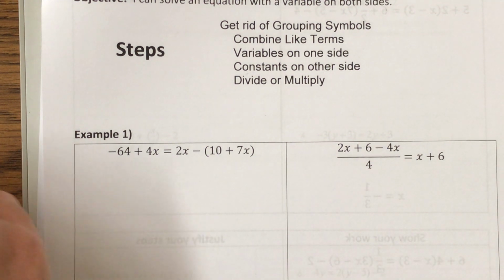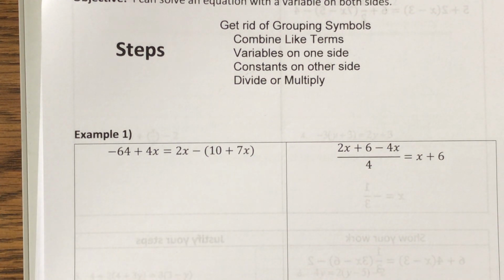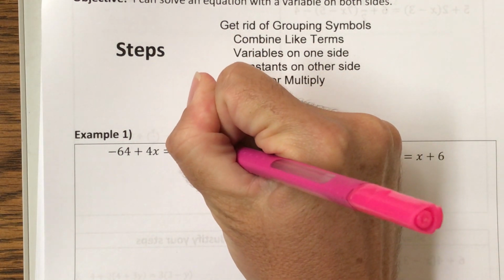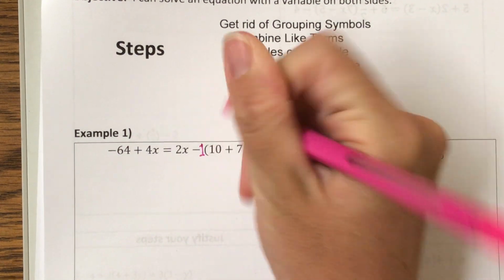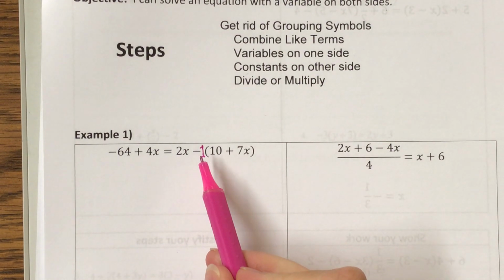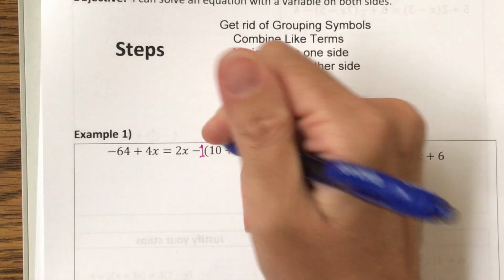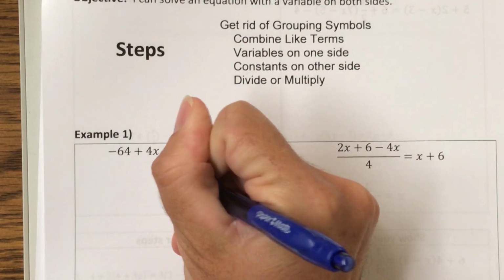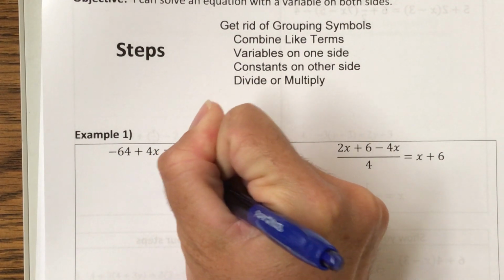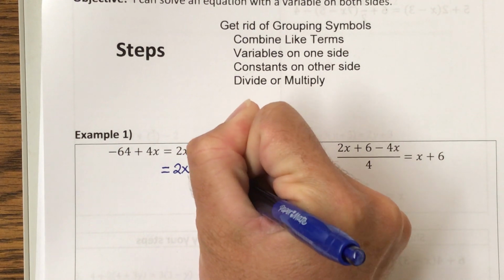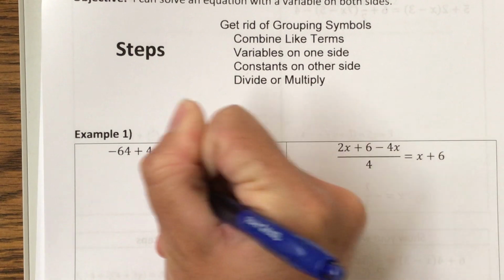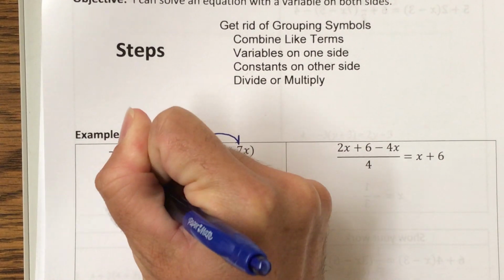Now you might say, well, Miss Greene, what am I going to distribute? There's nothing in front of the parentheses, but there actually is. Remember, that's a 1 in front, but because it's negative, it's -1. So I'm going to distribute the -1 to everything inside the parentheses. When I do, I'm going to have 2x minus 10, and then that becomes minus 7x. And then I'm going to write down what I have over here.